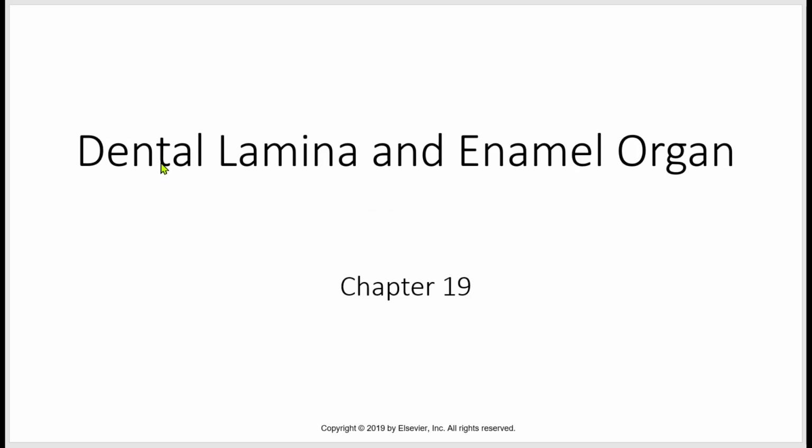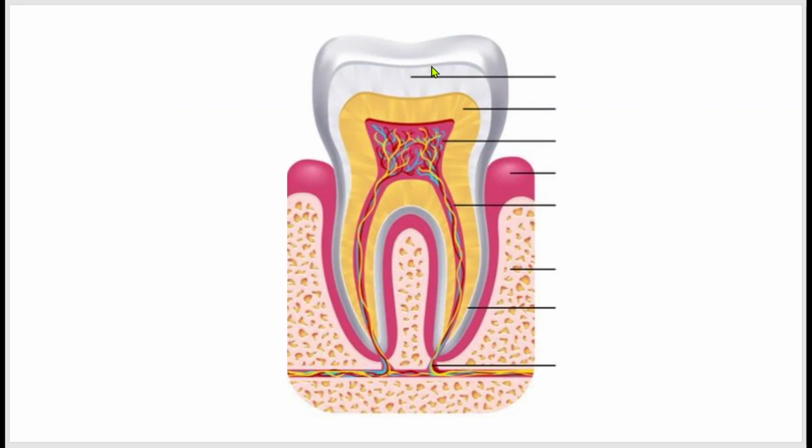Hello everyone, this is our review for chapter 19, which is the dental lamina and the enamel organ. This needs a little bit more focus. It's a little bit more interesting chapter than other ones. So let's start by remembering the parts of the tooth that we have.